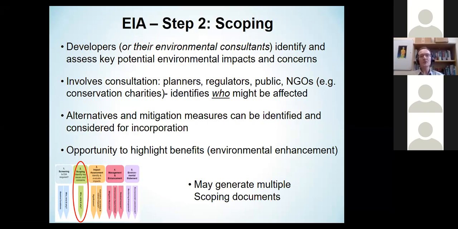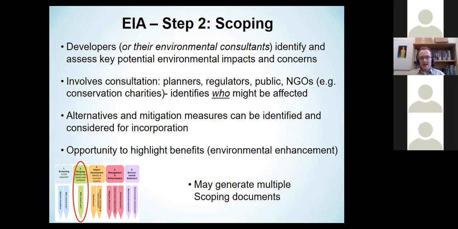At this scoping stage, the alternatives to project development options and mitigation measures can also be brought forward. So if there is a concern that's raised, at this early stage, it's possible to identify ways to get around that problem, to let the project still go forward, but to not have the impact that people are being concerned about. And it's also an early opportunity to highlight the benefits of the project. Environmental impact assessments are not just about trying to limit a development or trying to stop the impacts from it. It's an opportunity to show how a project, a development, can actually enhance the environment of an area and make the environment better and have a positive outcome.